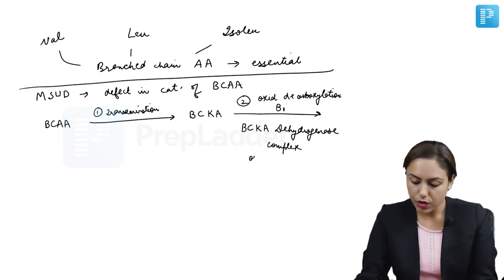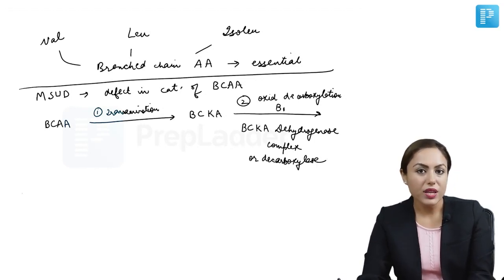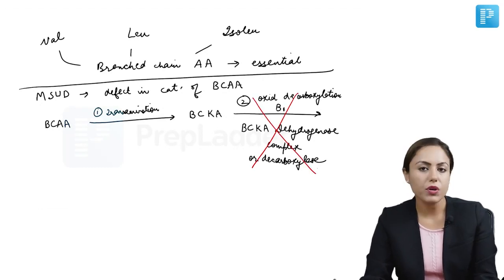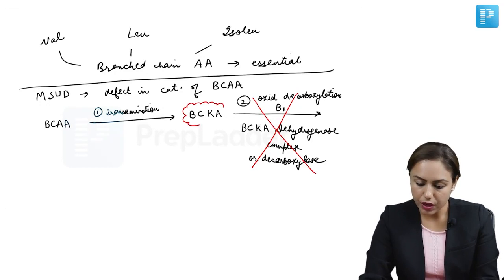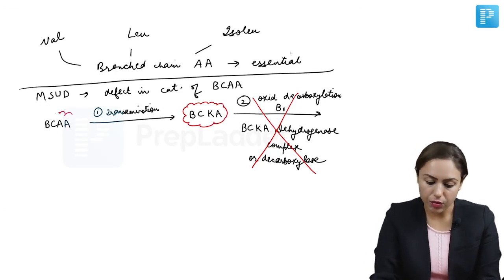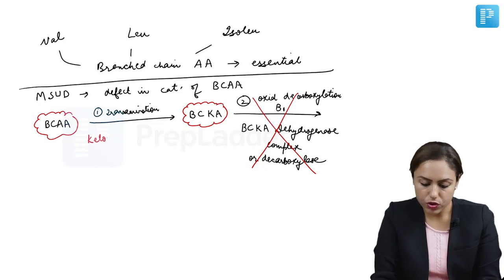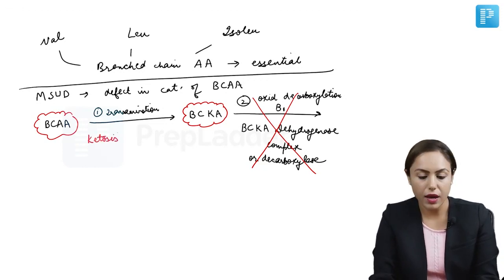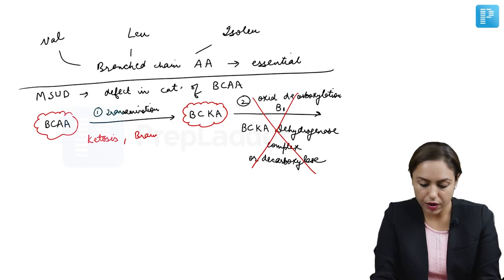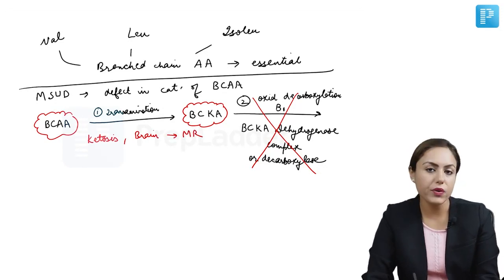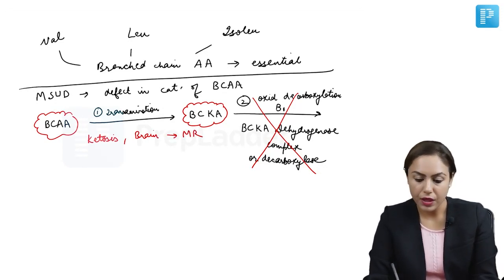Branched chain keto acid decarboxylase is another name of this enzyme, right? Now in MSUD, this step is not occurring because this enzyme is affected. So there will be an increase in branched chain keto acids and branched chain amino acids. So there will be ketosis in the patient and the brain is affected, leading to mental retardation in these patients.